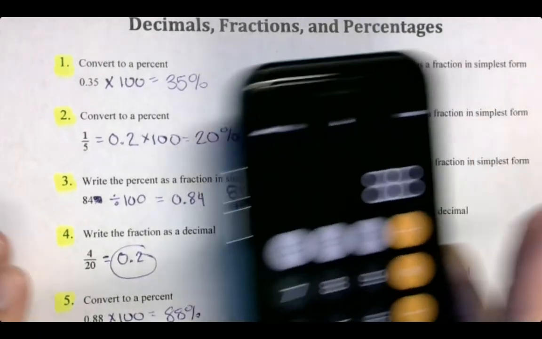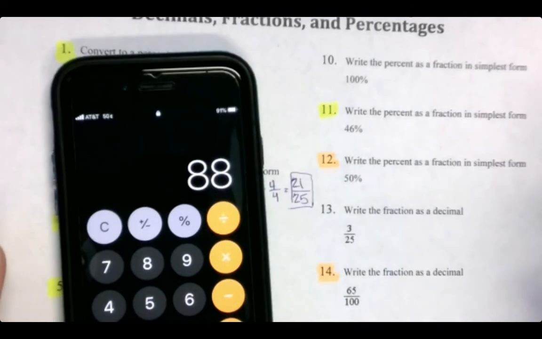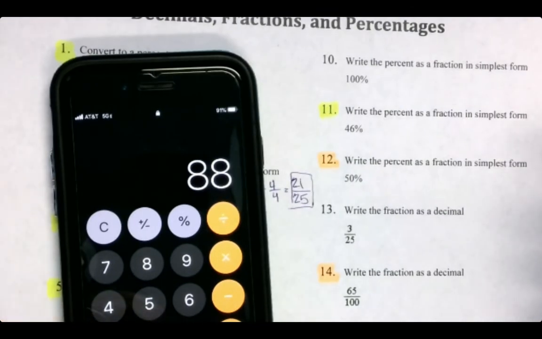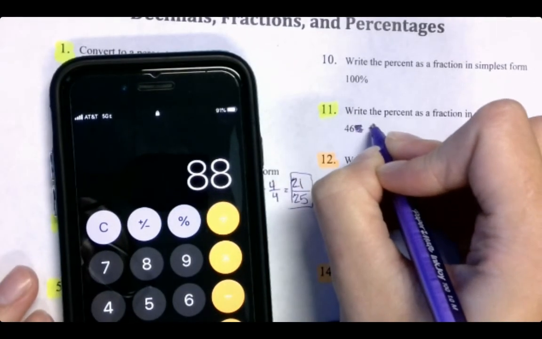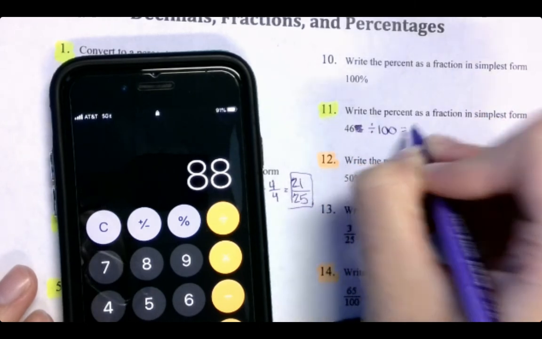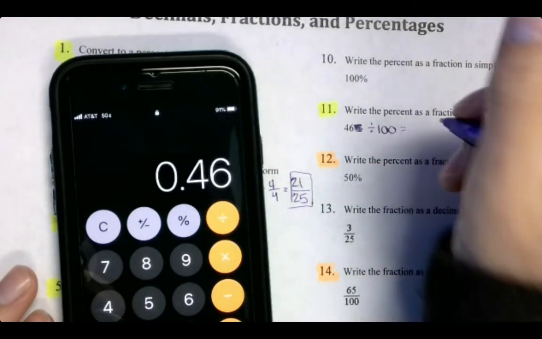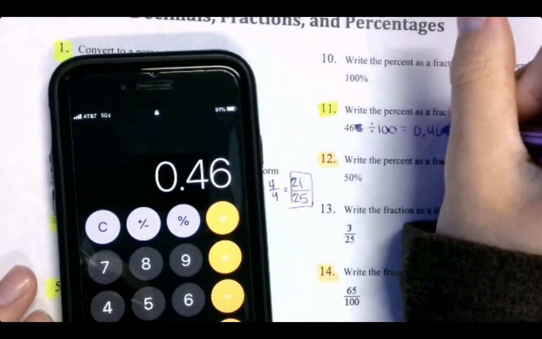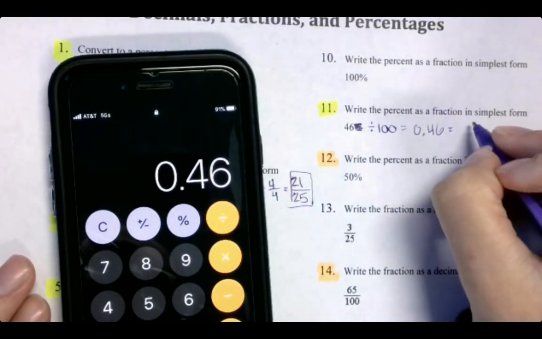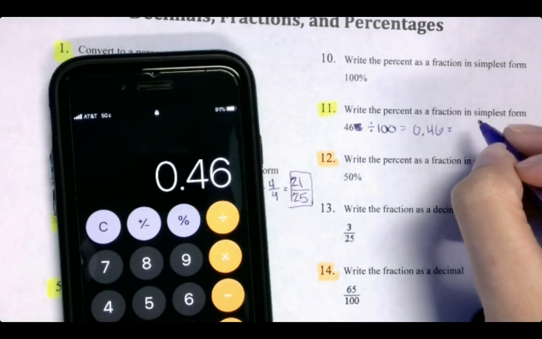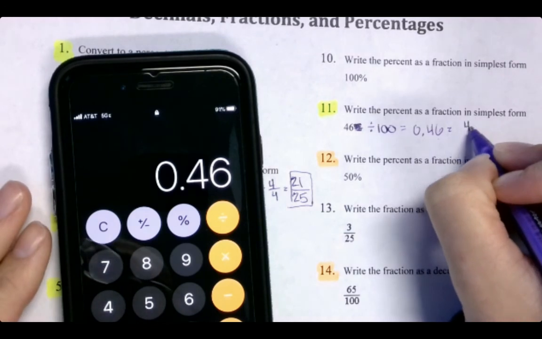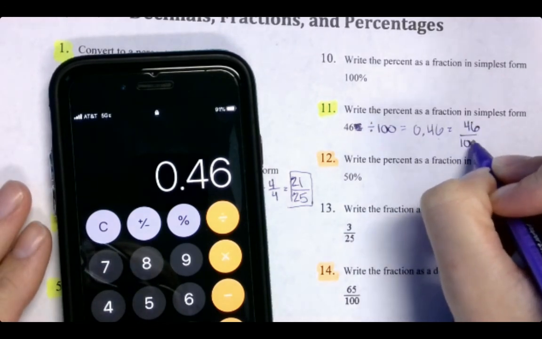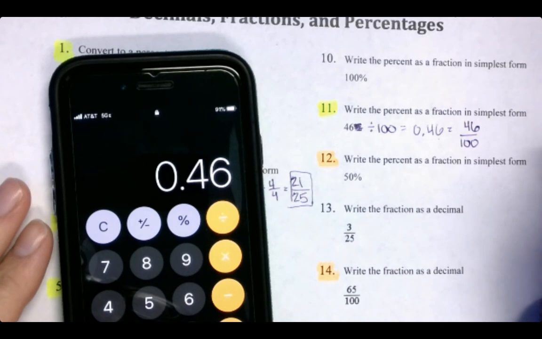All right, one more. Write the percent as a fraction. So we did this before. We got to get that middleman. We got to get it to a decimal first. So we are going to take off the percent, and we are going to divide it by 100. That gives us 0.46. And if we look at that on our chart, the 6 is in the hundredths spot. So we would do 46 over 100, and then we would reduce it.